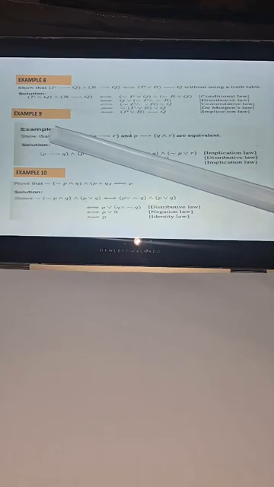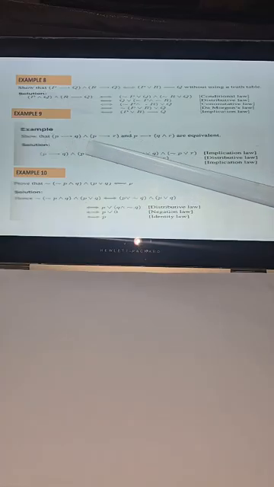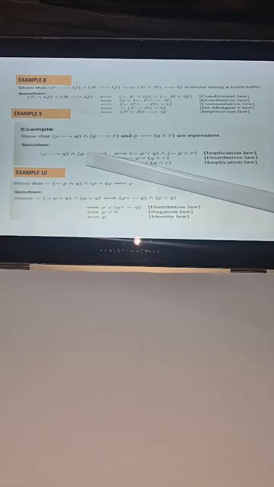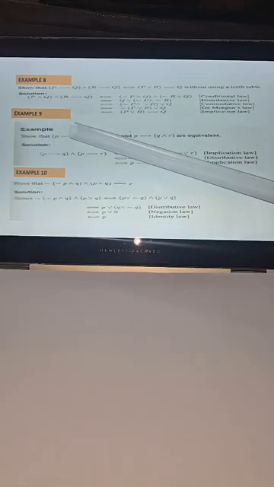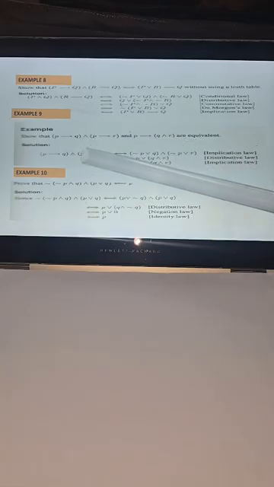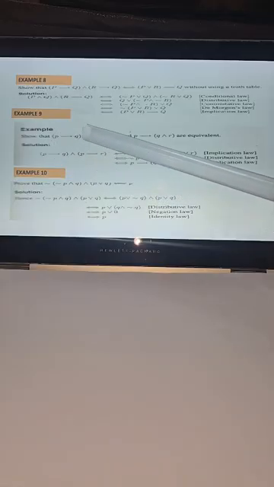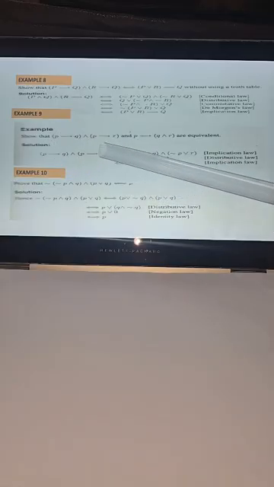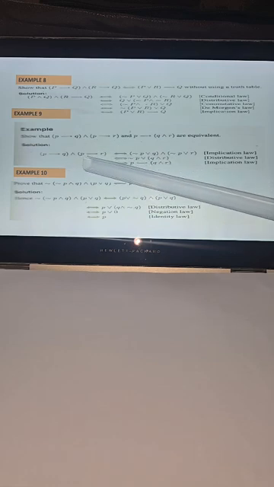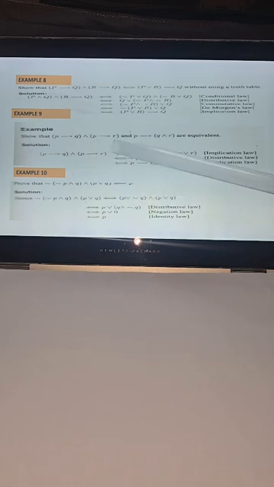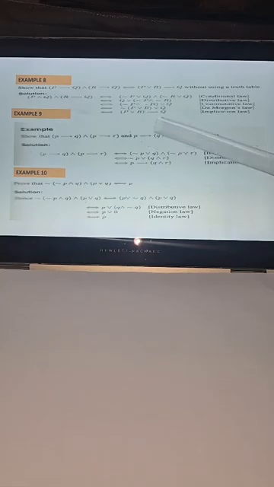Next example says: show that (P to Q) and (P to R) and P to (Q and R) are equivalent. Now you take this proposition, that is, (P to Q) and (P to R). Now you write P to Q as negation P or Q, and P to R as negation P or R. Then you use the distributive law and we get the answer.